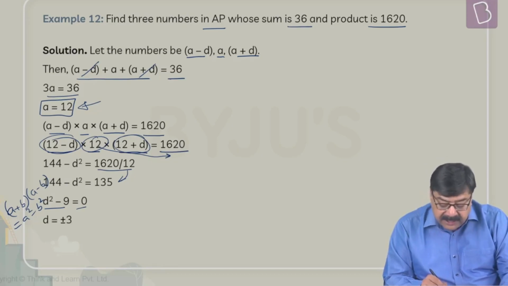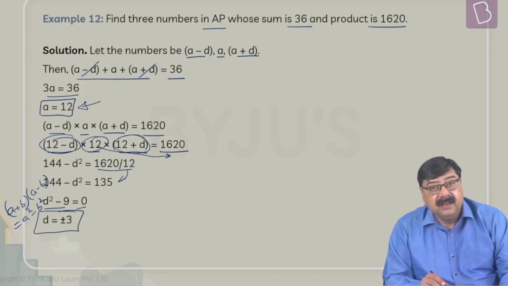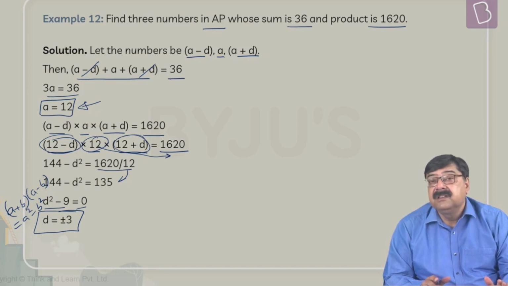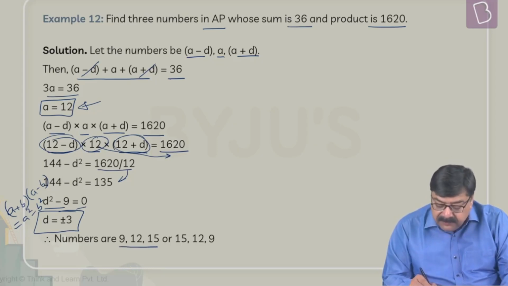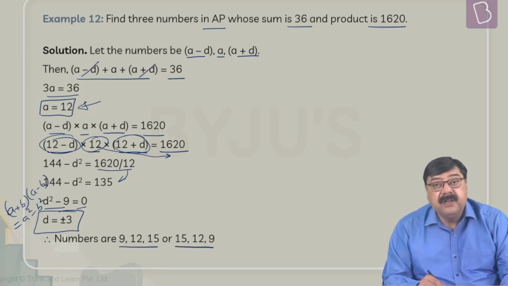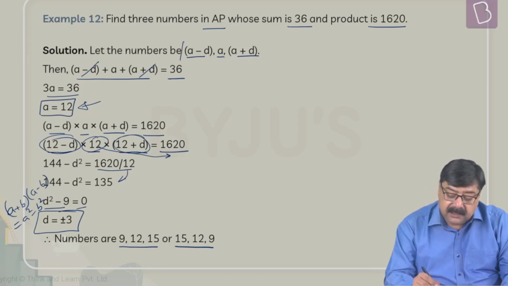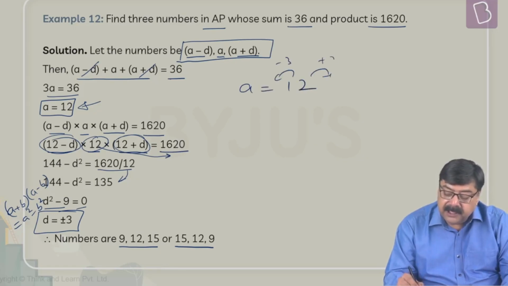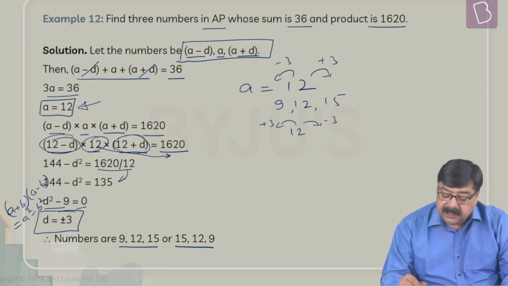So the value of d here is plus or minus 3. So either the common difference is positive 3 or negative 3. But either way, the numbers are going to be 9, 12, 15 or 15, 12, 9 when you substitute the value of d in these three numbers. As we know that the value of a here is 12, 12 minus 3 and 12 plus 3 shall give us 9, 12 and 15, or 12 plus 3 and 12 minus 3 shall give us 15, 12 and 9 as the AP.